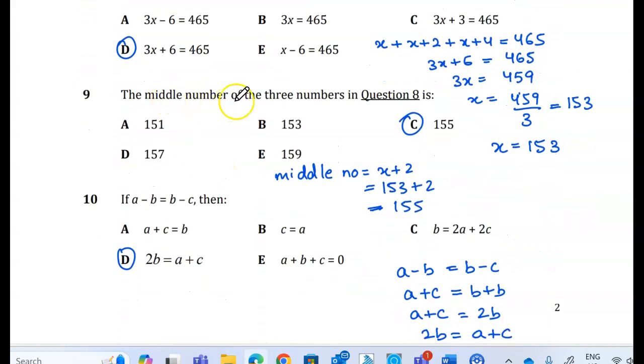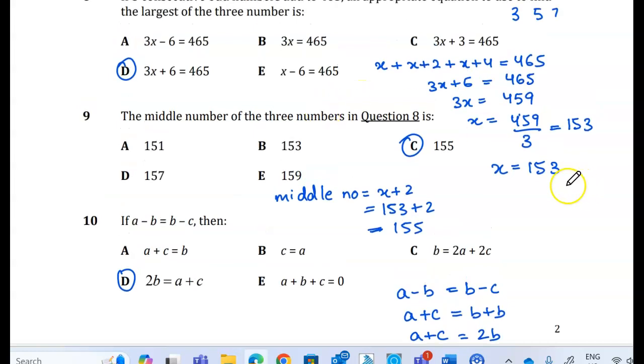Moving on, the middle number of the 3 numbers in question 8. The middle number of the 3 numbers. Okay, the three numbers, one is x, the other one will be x plus 2, 155. Then there'll be 157. Okay, x plus 4 will be what? 153, 155, 157. So the exact middle number is 155.